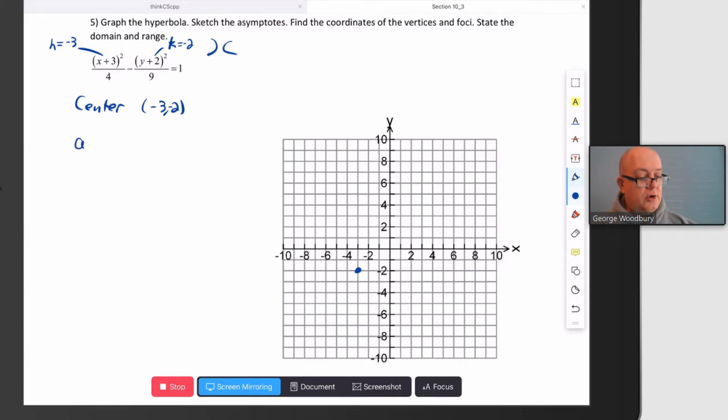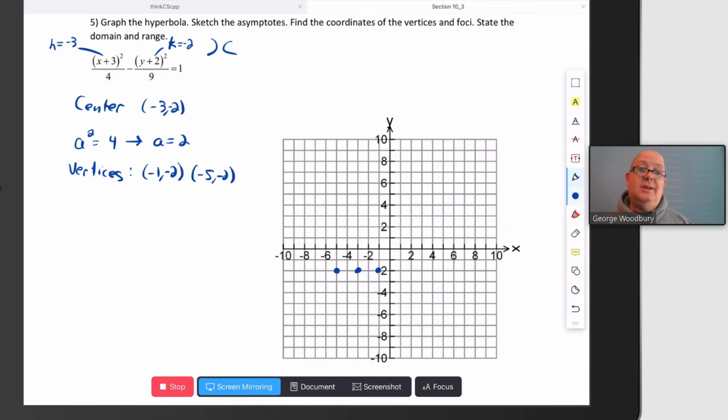From the denominator under x squared, I know that a squared equals 4. So a equals 2. That means that the vertices are going to be 2 to the left and 2 to the right of that center. So one of them is at -1, -2, and the other is at -5, -2. And I got both of those by subtracting and adding 2 to the x coordinate of the center.